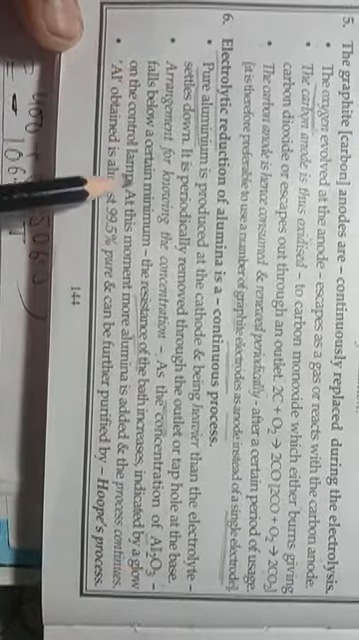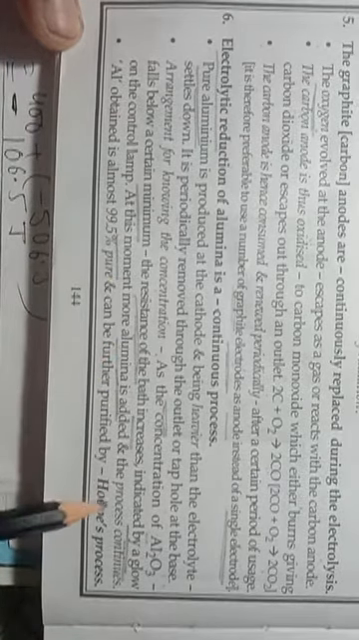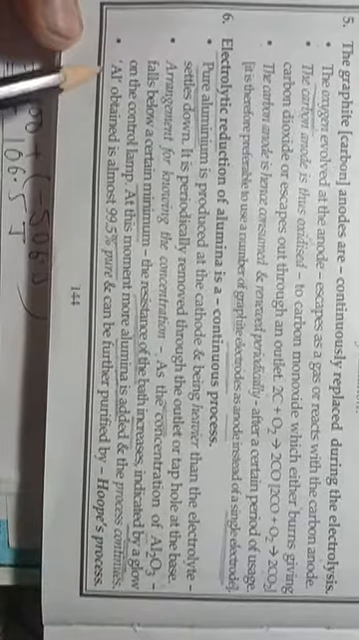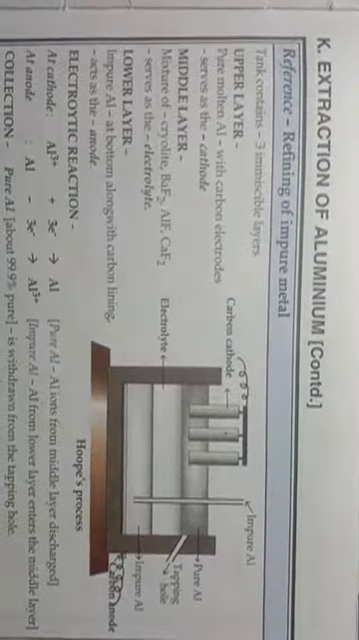As the concentration of alumina falls below a certain minimum, the resistance of the bath increases, indicated by a glow on the control lamp. At this moment, more alumina is added, so more charge is added, and the process continues. Aluminium obtained is almost 99.5% pure and can be further purified by Hoope's process. So the next page, extraction of aluminium.